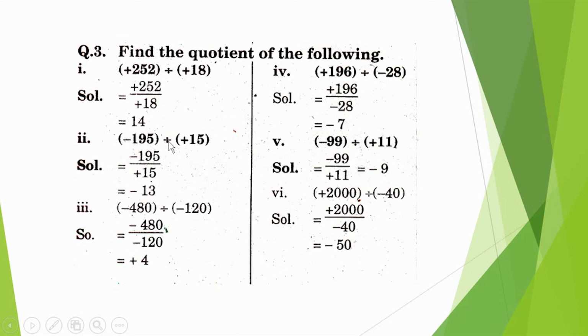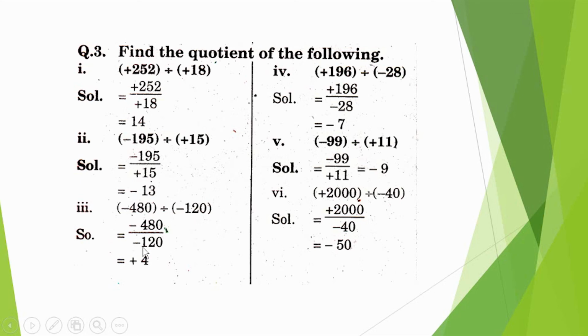Now plus 252 dividing by 18. 18 14s are 252, sign will be plus plus plus. The values which have no sign have a positive sign. Minus 195 dividing by plus 15. 15 13s are 195, sign will be plus minus minus.